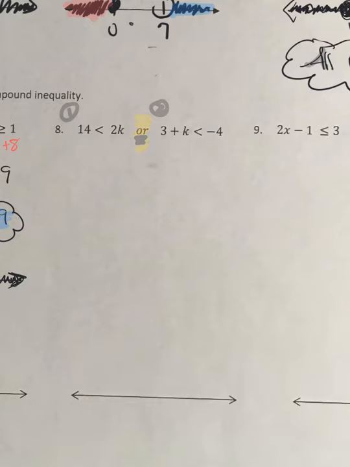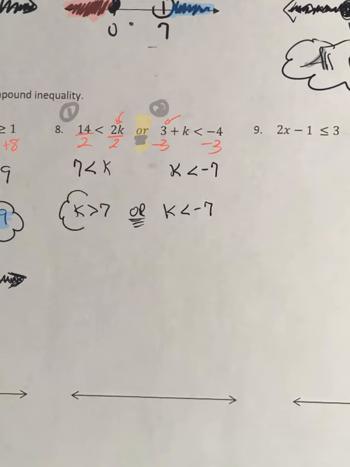So here we have a one step, and to solve this one step, isn't that 2 times k? So to undo multiplication, don't we divide? And notice I do not reverse because I did not divide by a negative. And it's probably smarter to rewrite that as k is greater than 7. And then or, right? And then we got to solve this one and undo that 3 by subtracting 3 from both sides. Remember I told you at the very beginning, you have to know how to do your algebra because it comes back and haunts us in every single chapter.